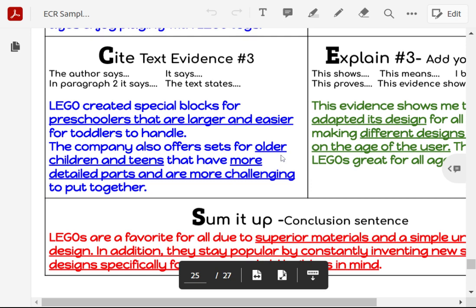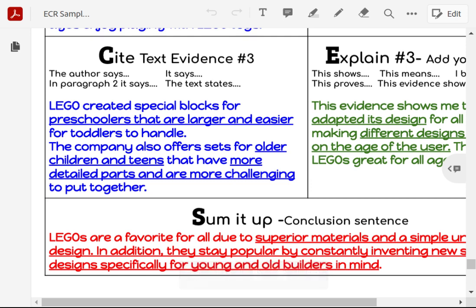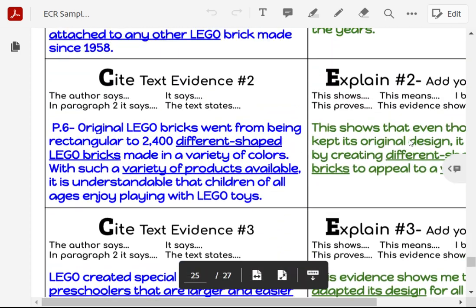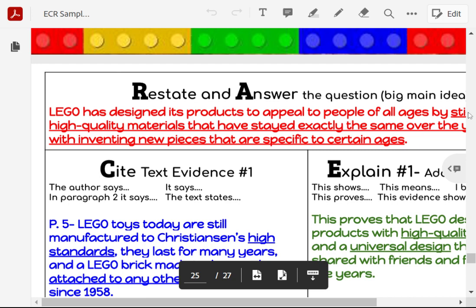Step 5 is you write out the explain. Do not repeat what is in the C or the evidence. You're summarizing without repeating. How does it answer the question in your own words? What does it mean? What does it show or what does it prove? And then step 6 is you go back and you answer the RA.